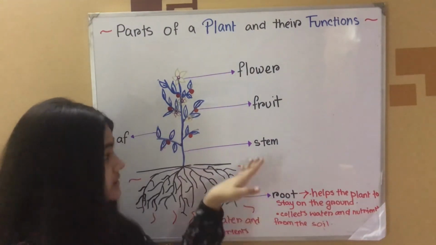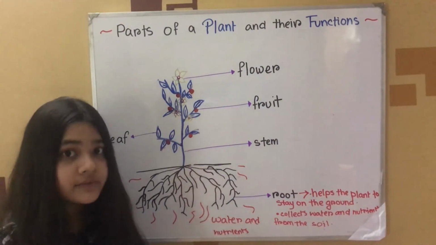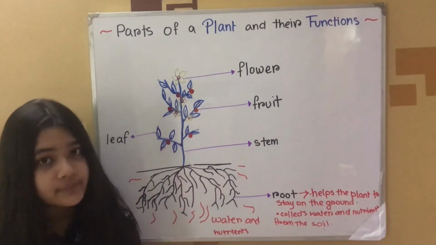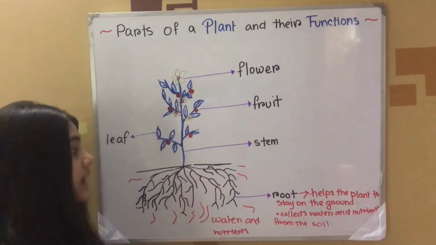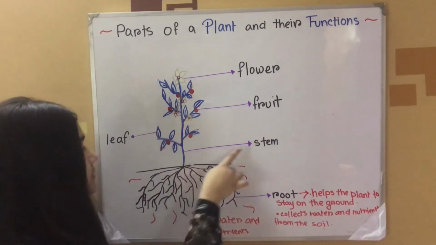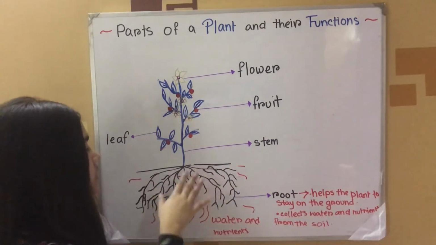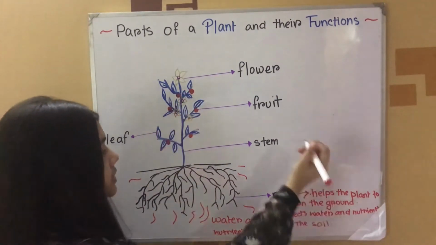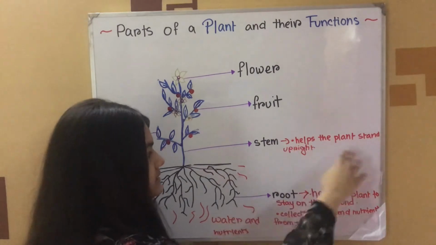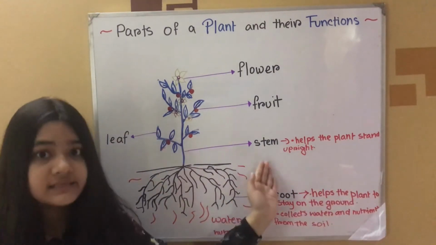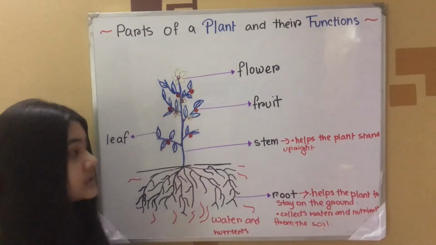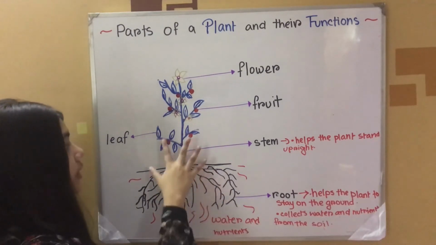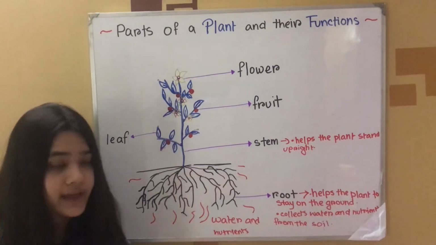Now let's learn about the stem. The stem helps the plant stand upright, stand straight so that the plant doesn't fall off. And you also see that the stem is connected with the root and to all the different parts of the plant. So the stem helps the plant stand upright. The stem also helps the plant to transport water and nutrients to all the different parts of the plant.